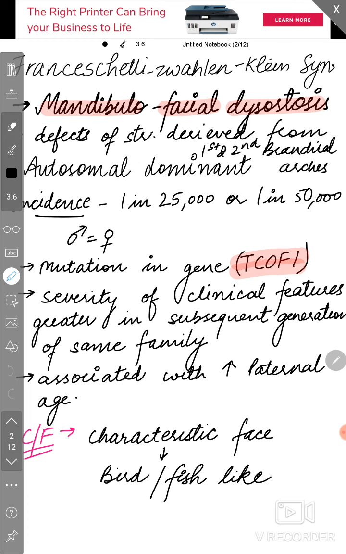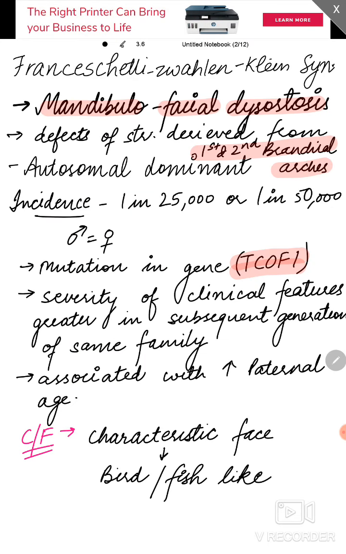Hello everyone, welcome to my channel The Tooth Fairy, and our today's topic is Treacher Collins syndrome or Mandibulofacial dysostosis or Franceschetti-Zwahlen-Klein syndrome. So Franceschetti and Klein described the same condition on their own observation and called it mandibulofacial dysostosis. Mandibulofacial dysostosis itself tells us about the clinical features of the disease. That means mandibulo, there is a problem in the mandible, facial, problem in the face, dysostosis, that is a problem in development or ossification of bone. So there are defects in the structures which are derived from the first and second branchial arch.